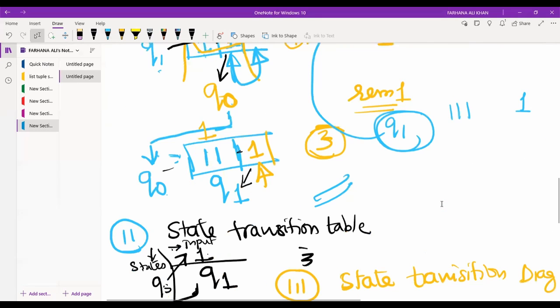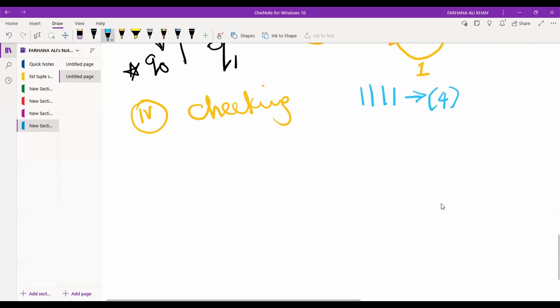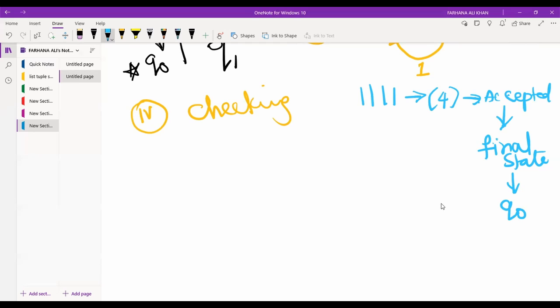So we are going to write yes, this is an accepted string. If this is an accepted string, it should end in the final state. Which is the final state here? The final state is Q0. After processing this string, we should end up in the final state Q0. So how will we cross-check?